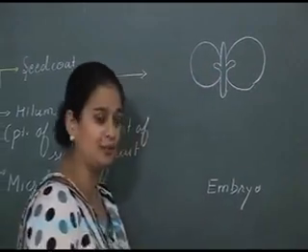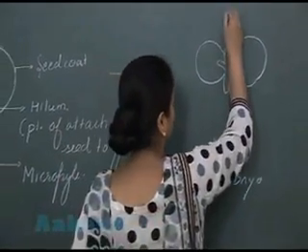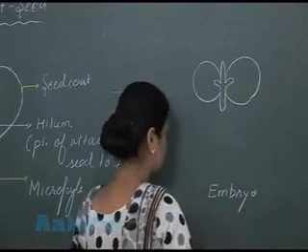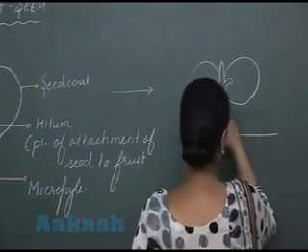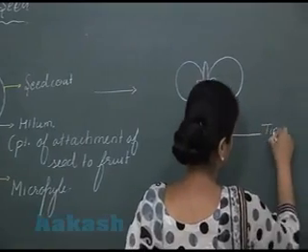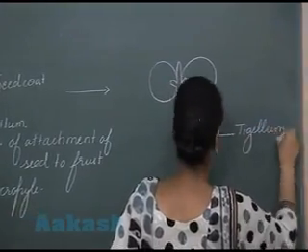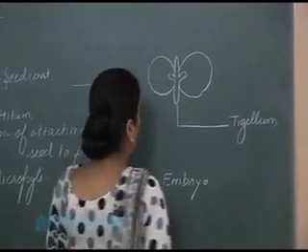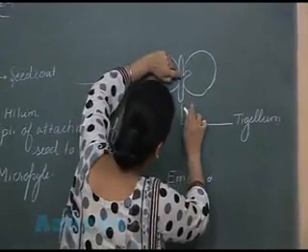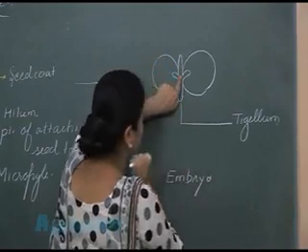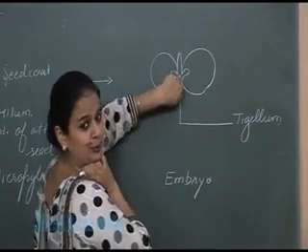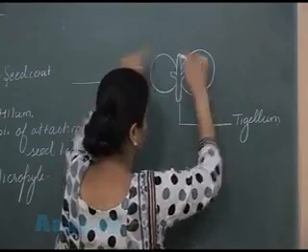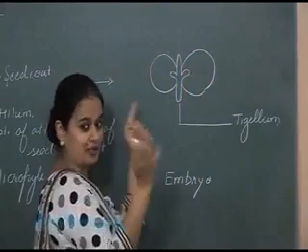Now in the embryo, this is the embryonic axis. It is very well known to you. The embryonic axis is known as tigellum. In the embryonic axis, here you can see, this represents the cotyledonary node. From this cotyledonary node, these two structures arise, they are cotyledons.